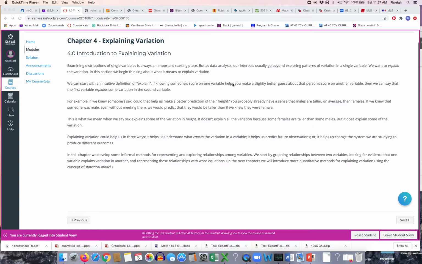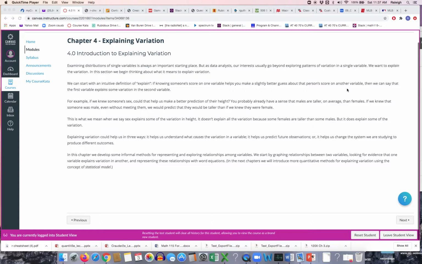Examining distributions of single variables is an important starting place, but we go beyond that and get to an intuitive definition of explain. So having a little bit of inside information helps you make a better guess about what something else is going to be. That's a good thing. Sometimes the free information doesn't get you anywhere.